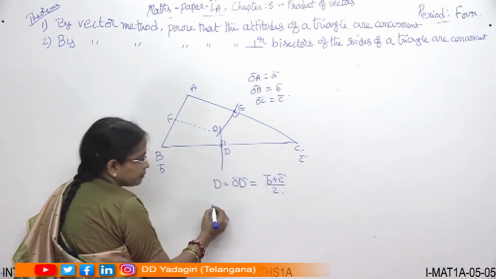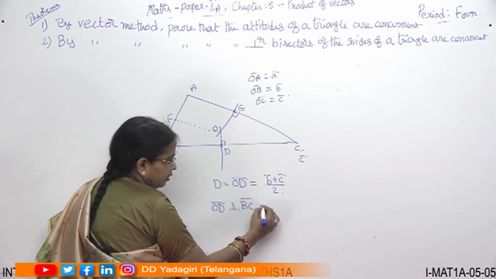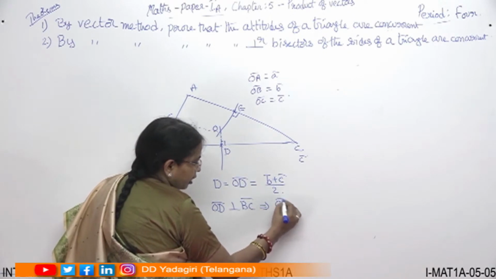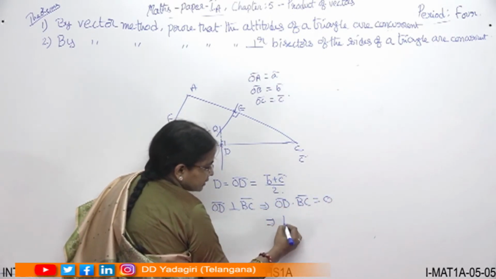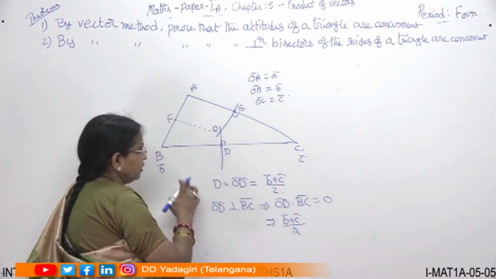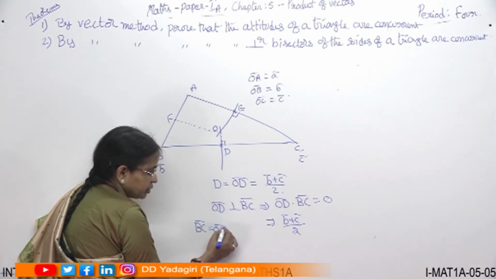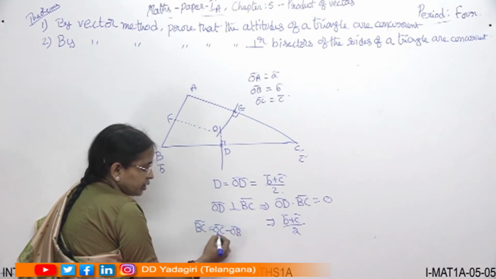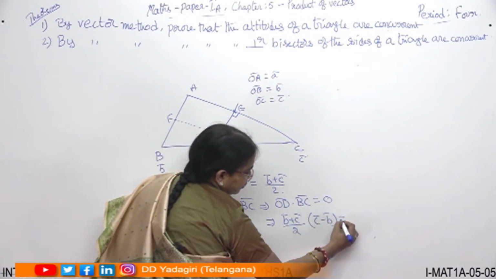So now OD is perpendicular to BC. So that means OD dot BC is equal to 0. OD is B plus C by 2. What is BC? BC vector is OC minus OB, so that means C minus B. So we'll write C minus B is equal to 0 for the dot product.